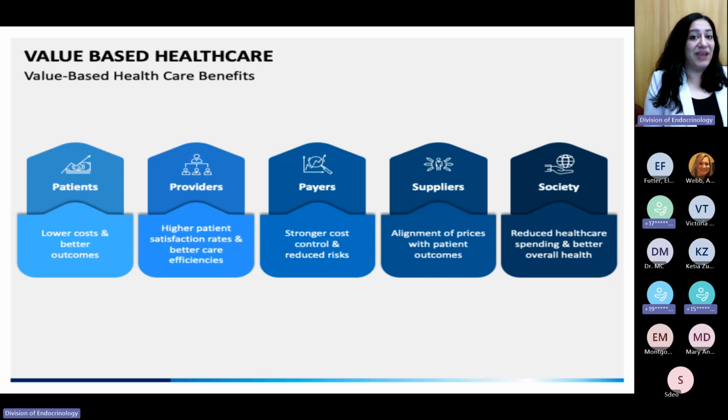It's going to benefit payers. So stronger cost control, reduced risks of procedures, helps payers in the long term, if not in the short term. It helps suppliers and helps society. So reduced healthcare spending frees up those funds for other things, and overall better health of our nation is important.